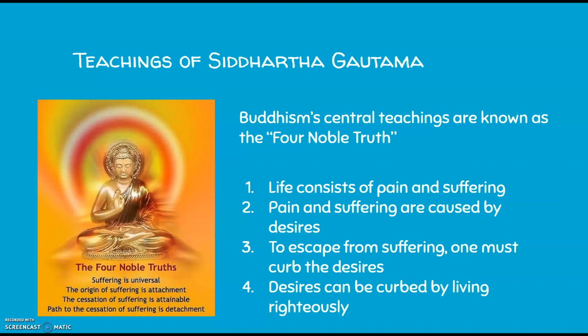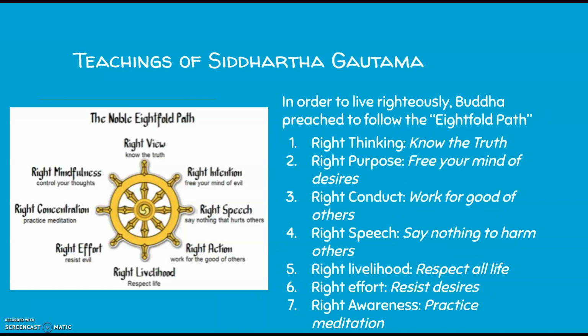Now the question then becomes, how do you stop yourself from wanting something? He says it's by living righteously. And those are the eightfold path, right? You have to know the truth. So you have to know that life is full of suffering, right? But you need to have a right purpose. You need to let go of all your desires and lust.